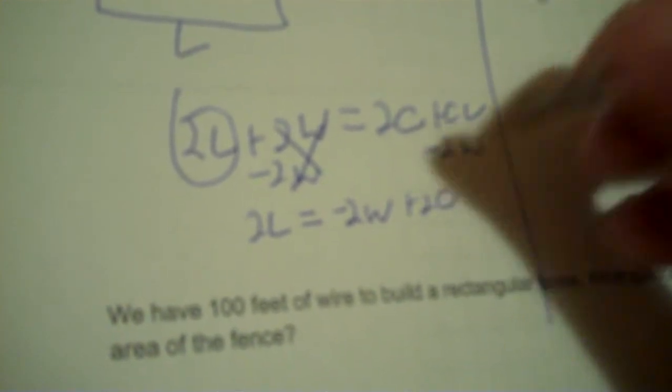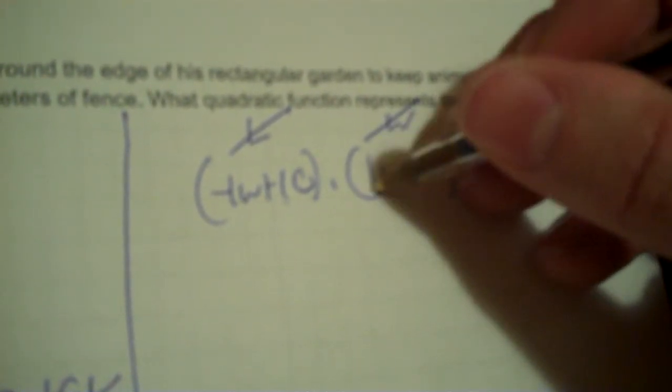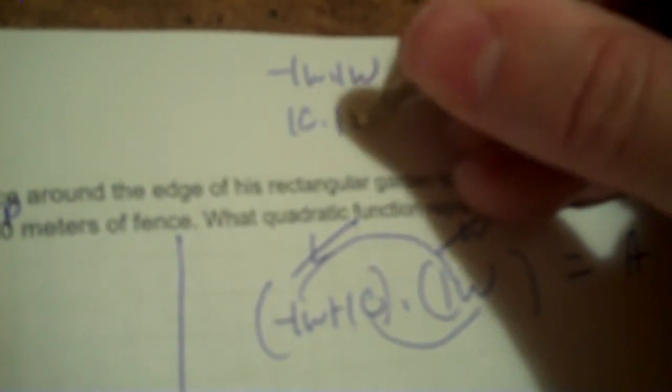So I have 2L, put your W first, like you do, negative 2W plus 20. Now divide them all by 2. And L equals negative 1W plus 10. So in the L, you're going to put negative 1W plus 10. Okay? And in the W, you're just going to put W. Now, I want that multiplied out. Put a 1 there. Okay? You take negative 1W times 1W. Write that out, please. And then 10 times 1W.